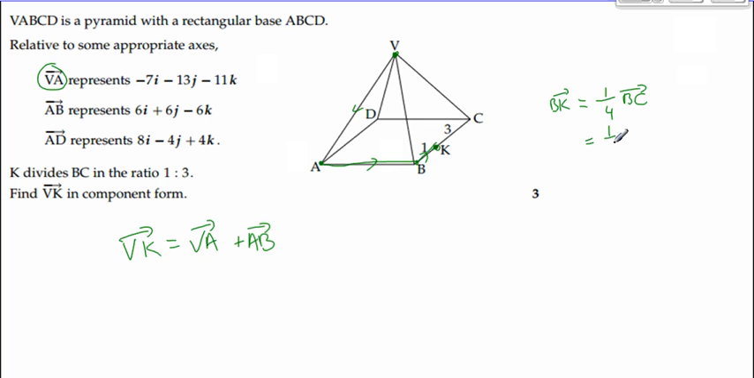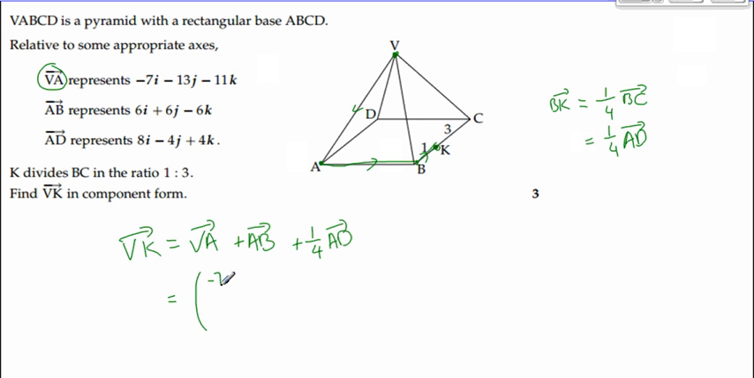But BC I still don't know. Look at the ones here. I don't know what that is. But I do know that BC is exactly the same as AB. So that's really a quarter of AD. So VA plus AB plus a quarter of AD will get you the vector VK. And from there, it's just a case of doing your sums.